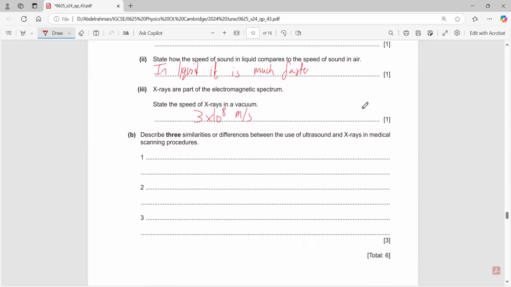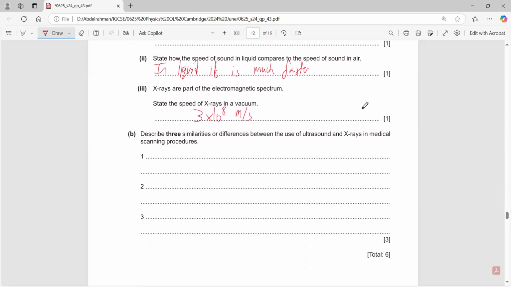Describe three similarities or differences between X-rays and ultrasound. You can say one similarity between them is that they both pass through the human body. Right? They can both pass through the human body. Okay, let's write it. Both pass through the human body.